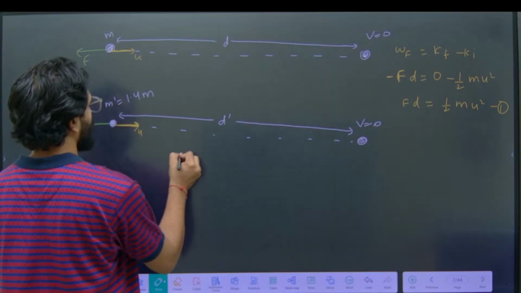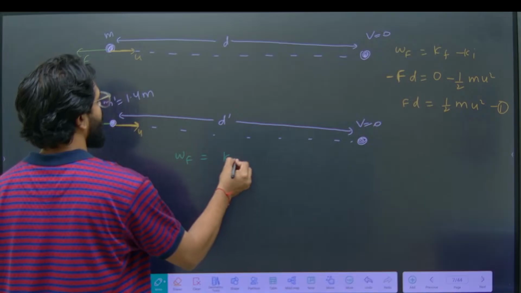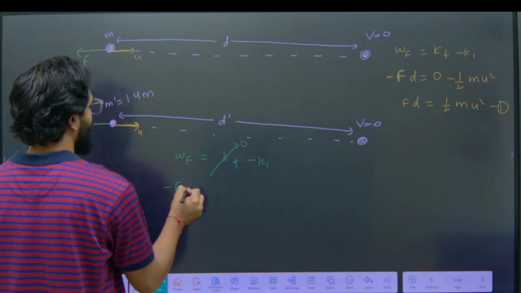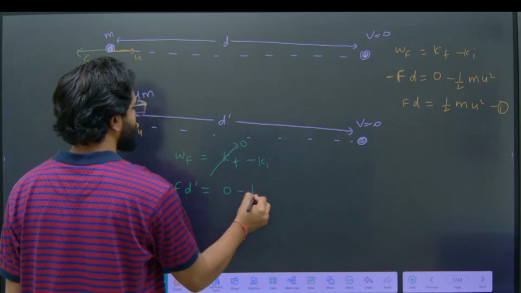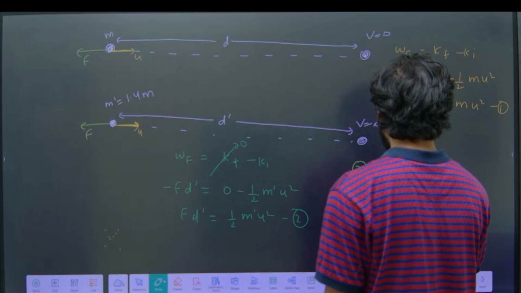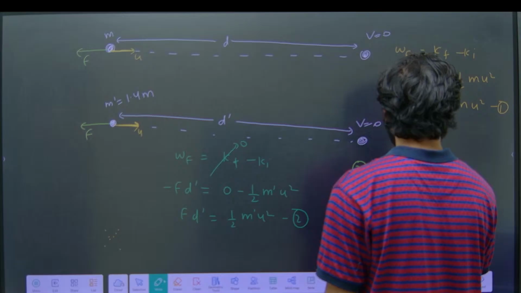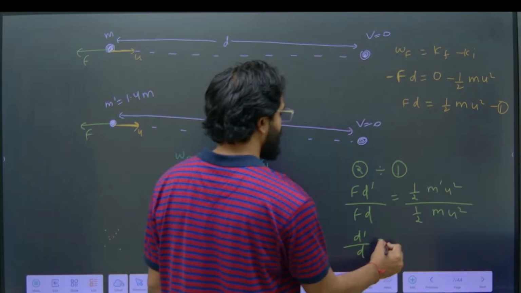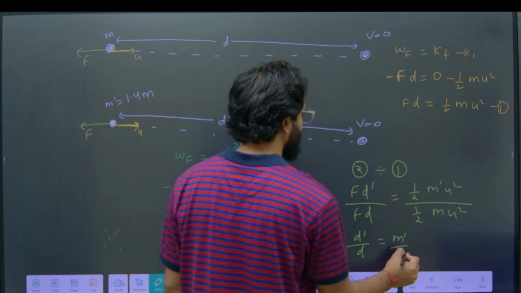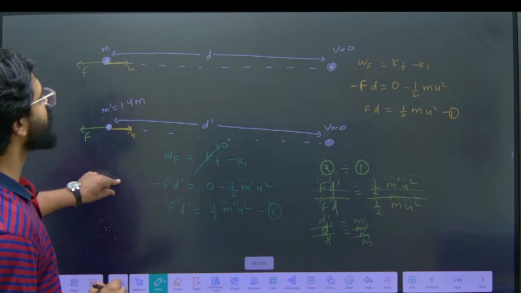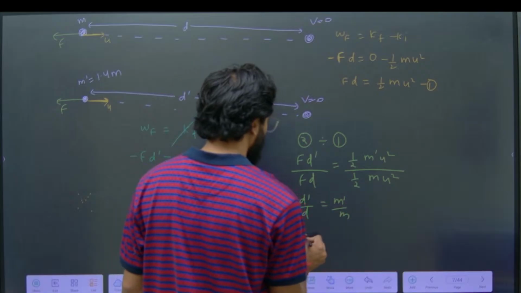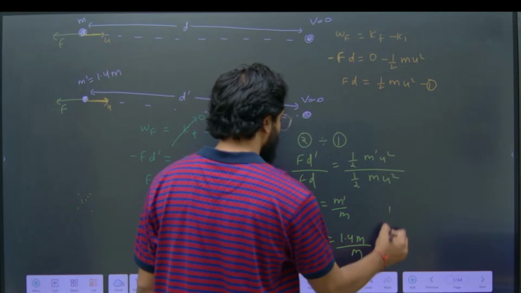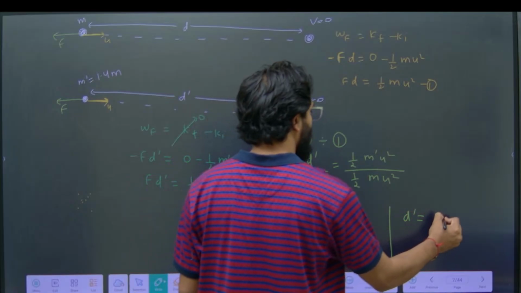Work done by F equals KF minus KI. So final velocity is 0. It is negative F d prime equals 0 minus half m prime u square, divided by half m u square. Yes or no? So d prime upon d is m prime upon m. Here m prime is 1.4 m. So d prime upon d is 1.4 m upon m. So d prime is coming out as 1.4 d.